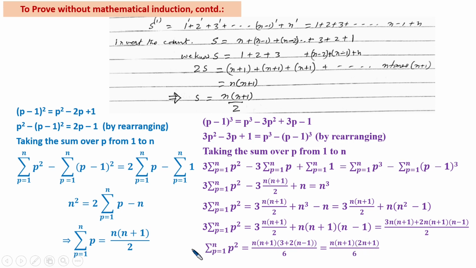So if you are given 1 square plus 2 square plus 3 square plus 4 square, then you write 4 into 4 plus 1 into 4 into 2, 8 plus 1, 9, you multiply it, and that will be your summation for p equal to 1 to 4. You can just take paper and pencil and see whether you get a similar answer.